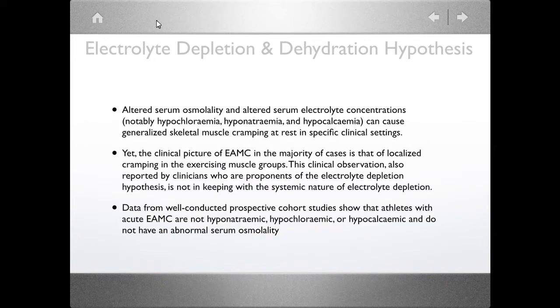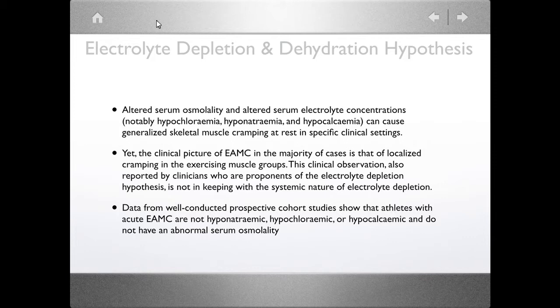Now, one of the things I want to point out is this. If you have altered serum osmolarity and altered serum electrolyte concentrations, specifically hypochloremia, hyponatremia, hypercalcemia, this can cause generalized skeletal muscle cramping at rest in specific clinical settings. So if you actually do have a drastic drop in electrolytes, your whole body will cramp. You'll have whole body cramps.